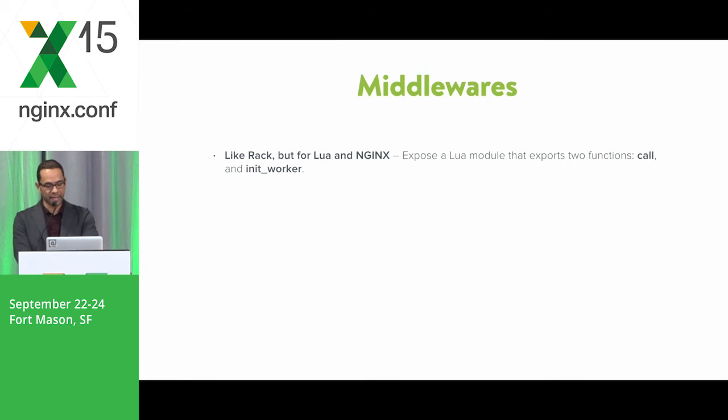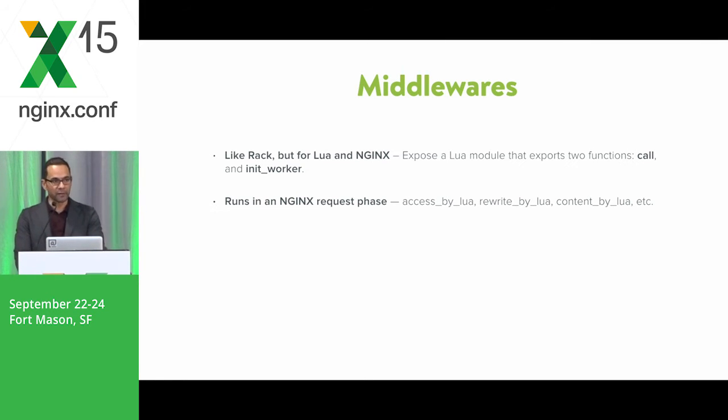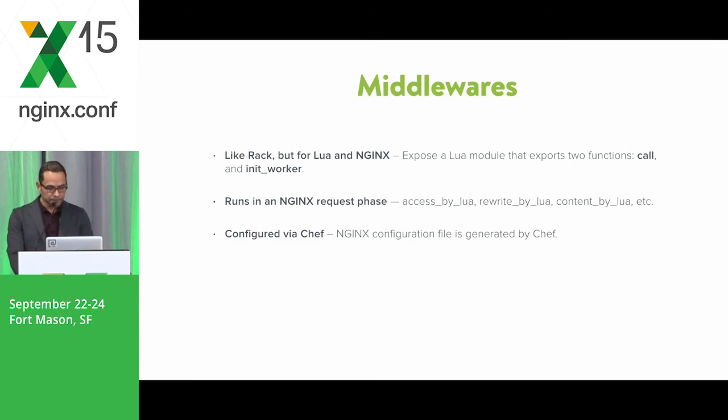So the idea here is that the call method gets invoked during an NGINX request phase, and you can register these middlewares to participate in any part of the NGINX request phase pipeline, and you can also configure the order in which these middlewares will be called. All of this configuration is done through Chef, and it works really, really well for us.